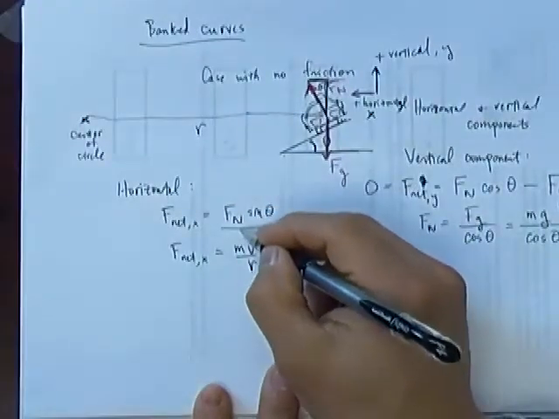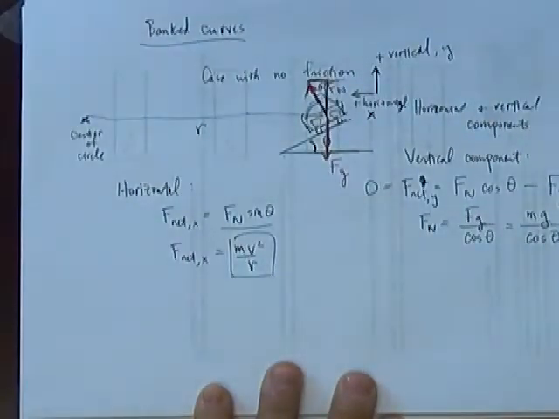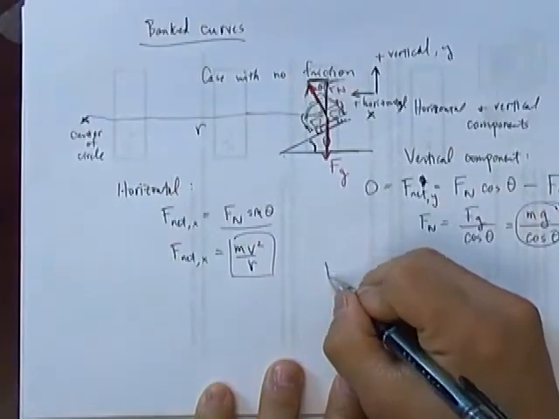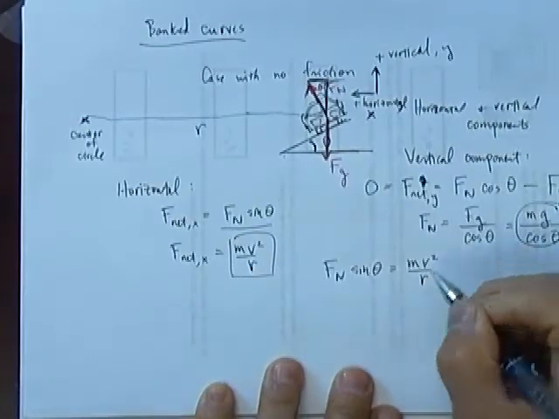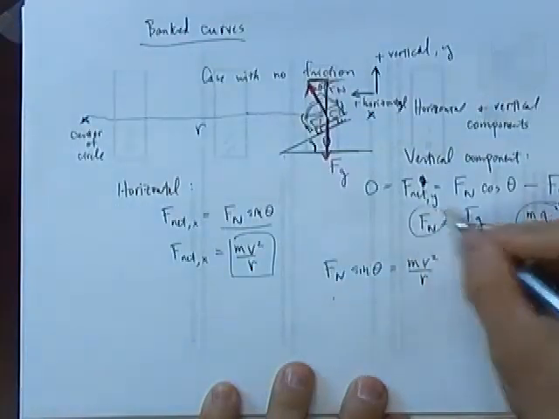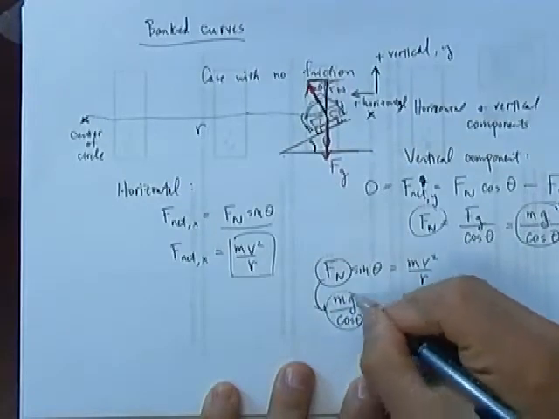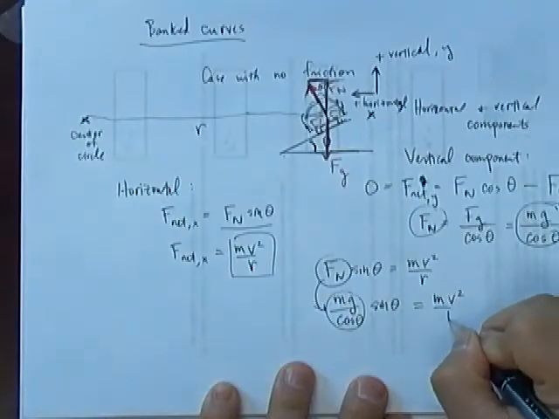So we have these two equations. We have Fn sine of theta is the net force in the x direction, and it must be equal to mv squared over r. And let's not forget we have something for Fn as well from this equation. So let's put this all together. We have Fn times the sine of theta is equal to mv squared over r, and Fn is equal to mg over cosine of theta. I'm just replacing this from here. And then we have mg over cosine of theta times the sine of theta is equal to mv squared over r.